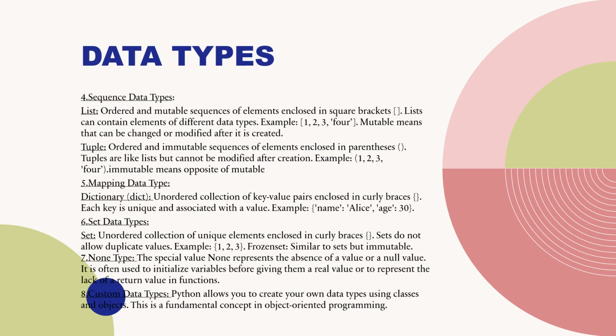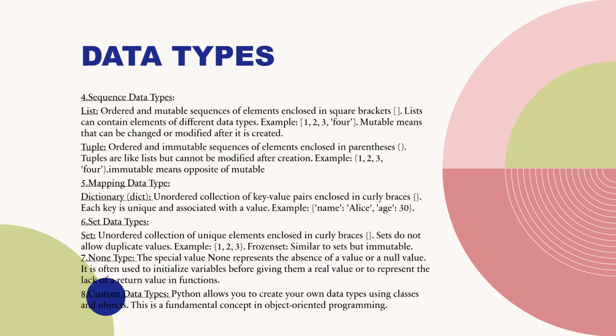4. Sequence data types. List: ordered and mutable sequences of elements enclosed in square brackets. Lists can contain elements of different data types. Example: [1, 2, 3, 4]. Mutable means that it can be changed or modified after it is created. Tuple: ordered and immutable sequences of elements enclosed in parentheses. Tuples are like lists, but cannot be modified after creation. Example: (1, 2, 3, 4). Immutable means the opposite of mutable.